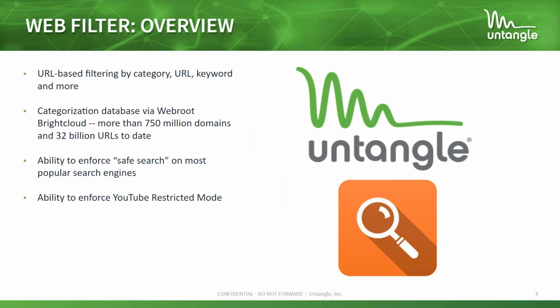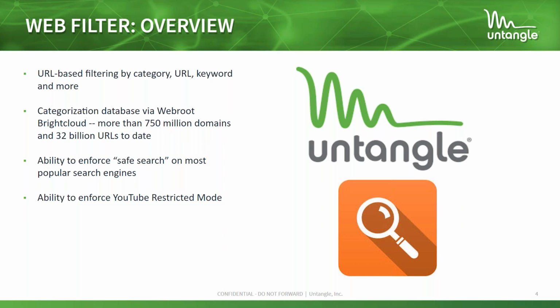Thanks, Steve. So like we said, we're going to be talking about web filter today. There are actually a lot of pretty cool new developments in web filter in the latest version of Untangle. Just a quick overview of what the web filter app is capable of doing: it's URL-based filtering. That filtering can be done by URL, category, keyword, along with many other possible ways, which we'll go over in this presentation, to filter traffic in a web browser.